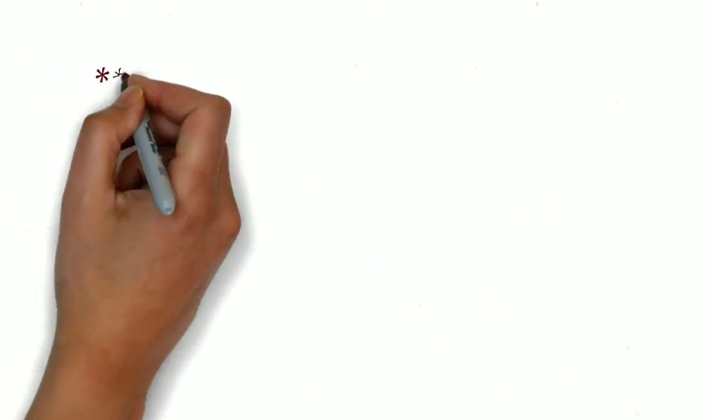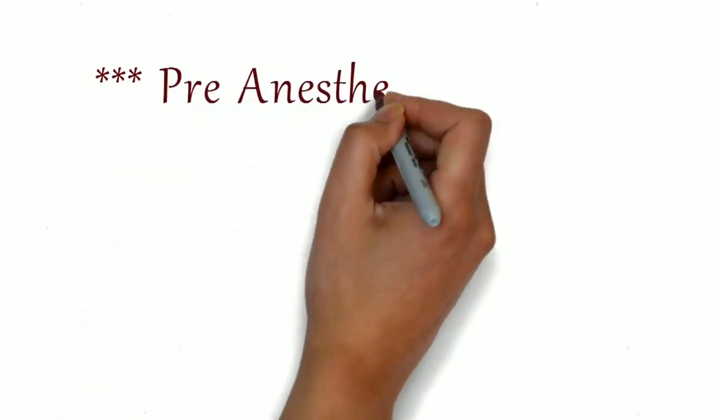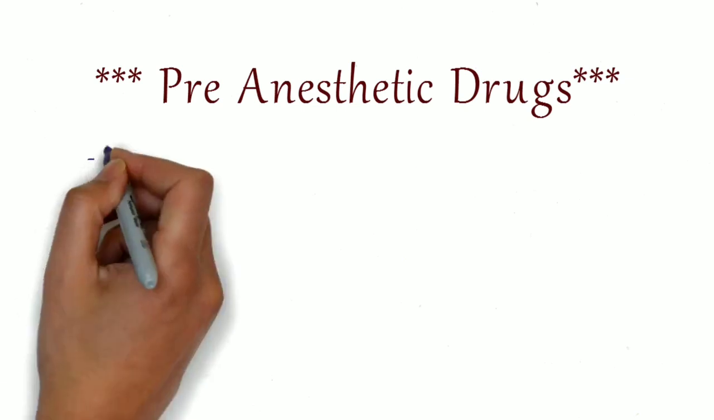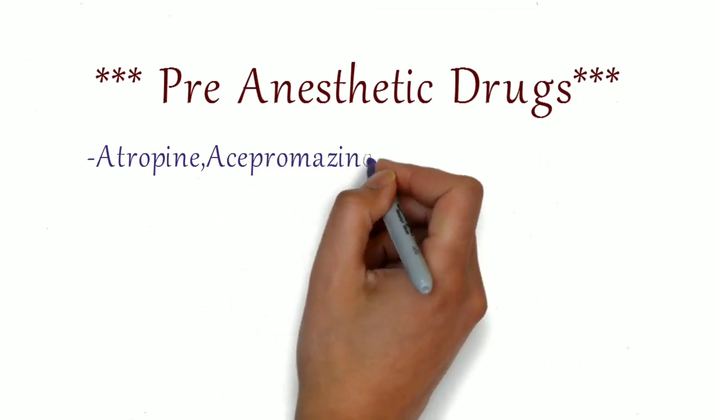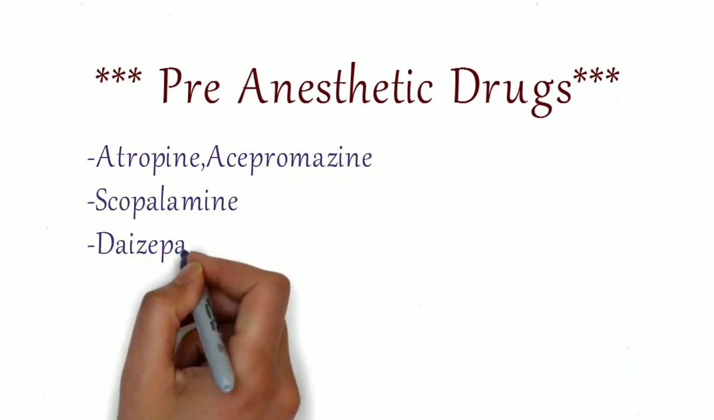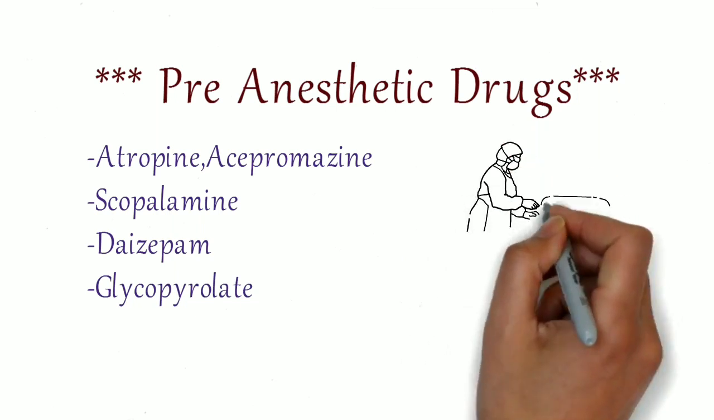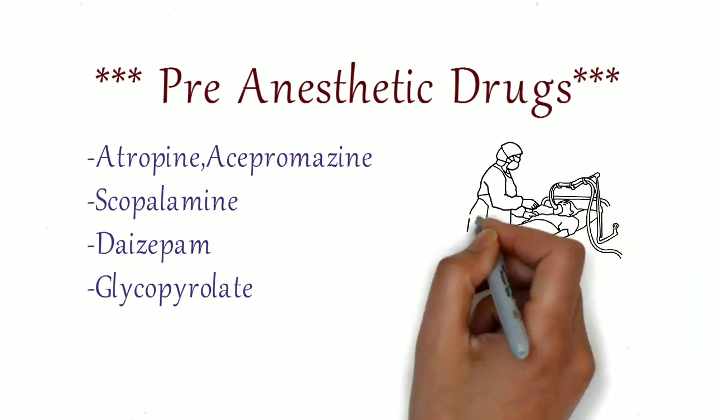Now it is a bonus from anticholinergics. Pre-anesthetic drugs are the drugs which are used prior to the administration of anesthesia, local or general. Anticholinergics also have some pre-anesthetic properties. Some drugs like atropine, acepromazine, scopolamine, diazepam and glycopyrrolate possess pre-anesthetic properties. Scopolamine, as we discussed in the CNS, is used for motion sickness as an M receptor blocker, and glycopyrrolate is used for endocrine glands.